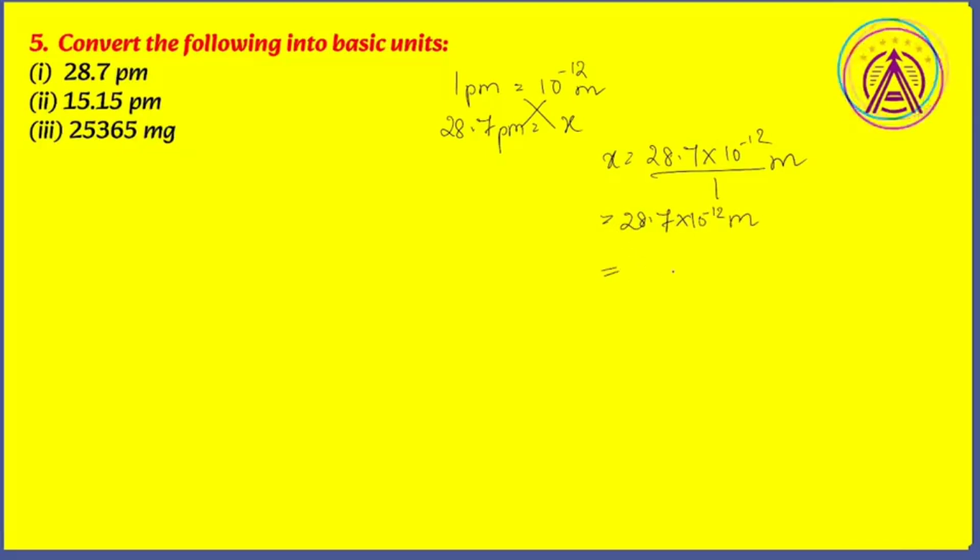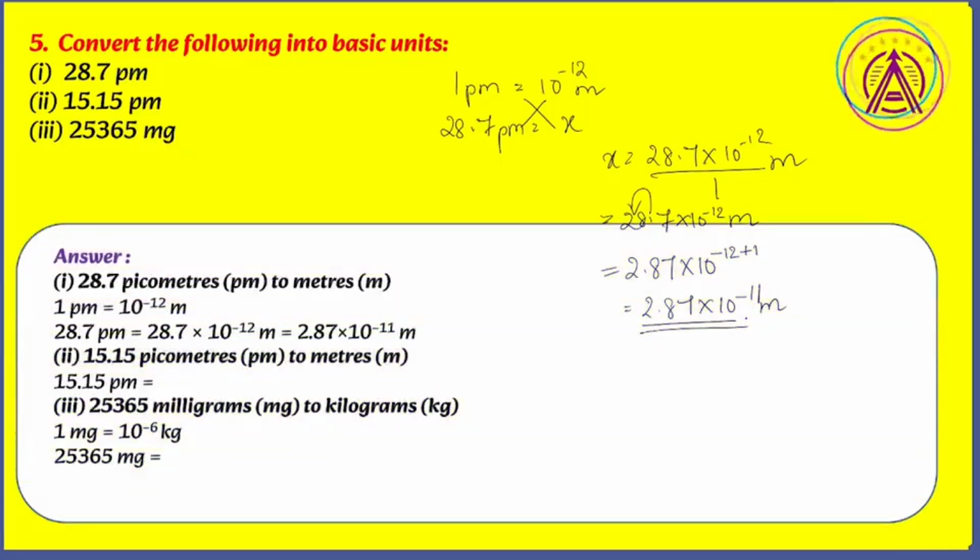And if I have to represent it in scientific notation, what I do is I bring this decimal towards my left hand side, which is 2.87 into 10 to the power. So whenever I get my decimal to the left hand side, I've told you, you add an integer. So it will be minus 12 plus 1, which is 2.87 into 10 to the power minus 11 meters. Similarly, 15.15 picometer also we can do. It is nothing but 15.15 into 10 to the power minus 12 meters. So I get my decimal towards the left hand side. I get 1.515 into 10 to the power minus 11 meters.